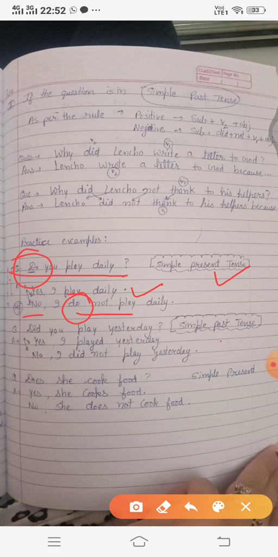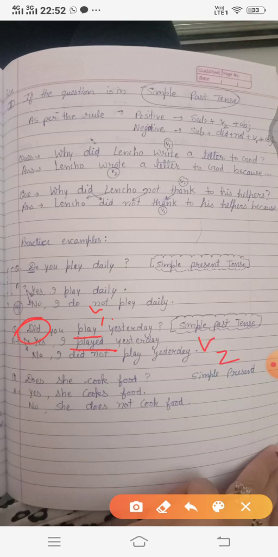Same way, if the question is in simple past tense, how to recognize it? The word did will be used by the speaker. Did you play daily? Then the first form here, if you play, then you need to make it into the second form of the verb for answering. Yes, I played yesterday. If you don't want to say it in the positive manner, then you need to copy down did not as it is. Then the first form of the verb for answering.